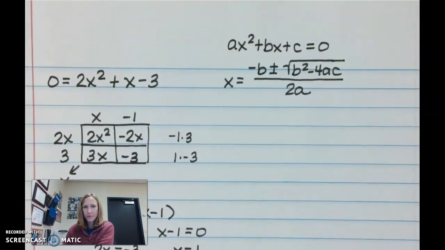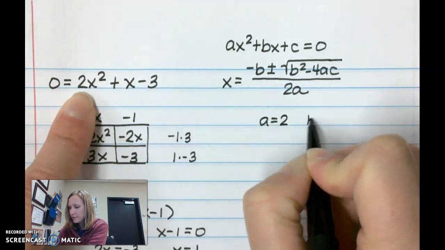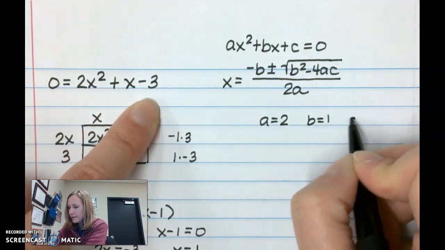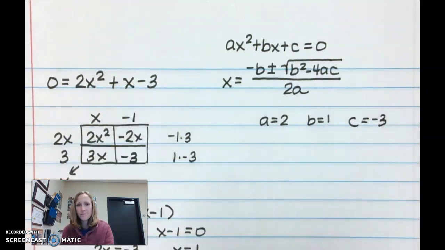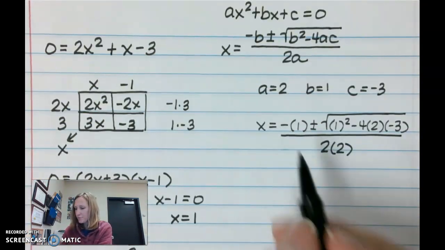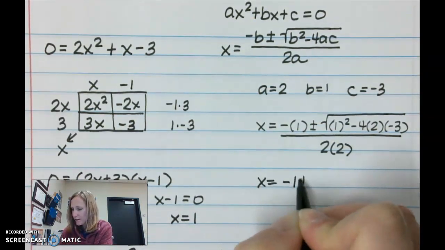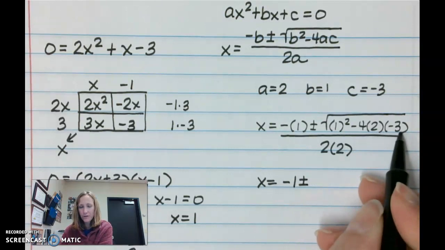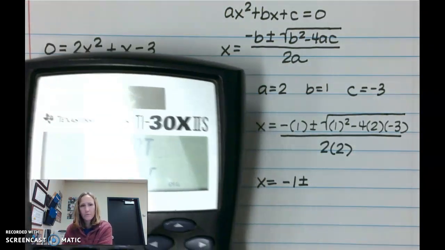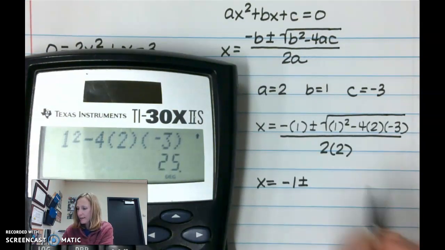The other method I could have used, though, should yield the same solutions, would be solving using the quadratic formula. So here I have an a value of 2, a b value of 1, and a c value of negative 3. Then I'm going to plug into my formula. Then I'm going to go through and simplify. So this, by simplify signs, is just negative 1 plus or minus. I'm going to figure out what this value is under the radical. So if I enter 1 squared minus 4 times 2 times negative 3, I get 25.